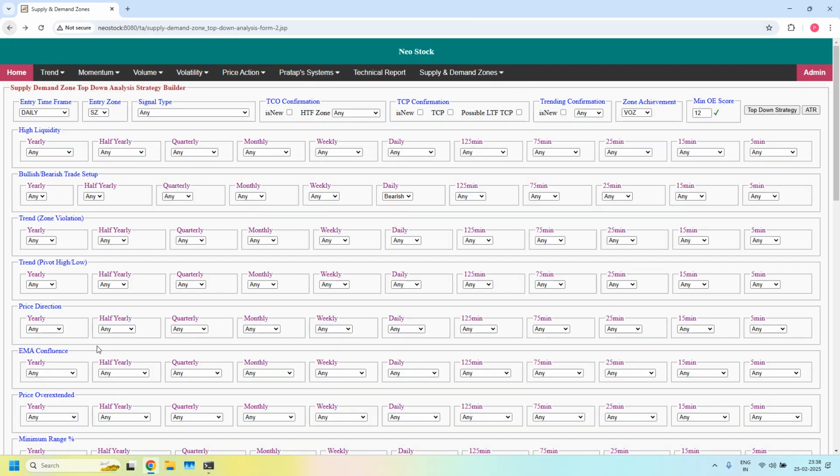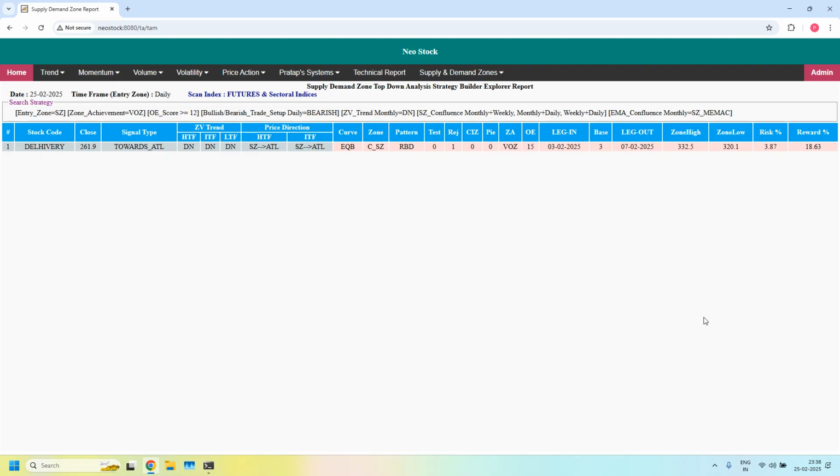Let's verify. In the EMA confluence at monthly, I am setting the filter monthly supply zone having monthly EMA confluence. Trend on the monthly should not be sideways. It should be downtrend because it is bearish trade setup. Now that 1 stock is filtered, so it is even more high probability trade setup supported stock based on LTF, ITF, HTF supply zone confluence and HTF EMA confluence. So this is bearish trade setup for monthly income trade.